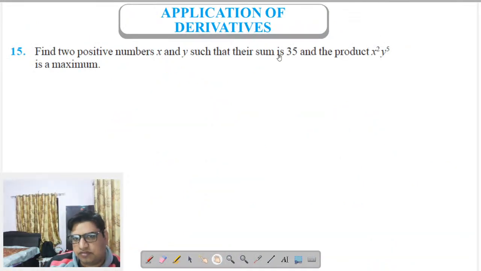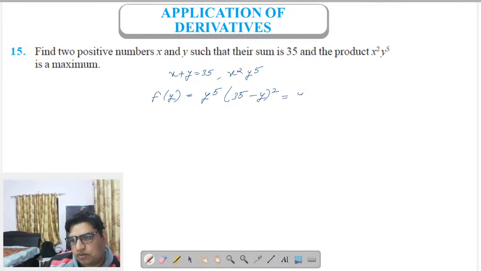Here again we have two positive integers x and y, and their sum is given to us: x plus y is equal to 35. The other expression which we have to maximize is x square y to the power 5. If we substitute the value of x here, f(y) will be y to the power 5 into (35 minus y) square.